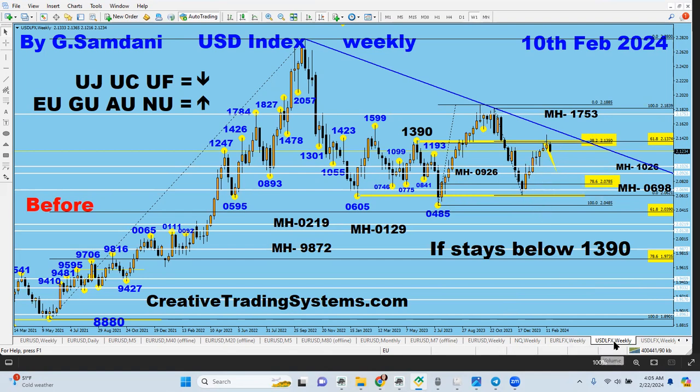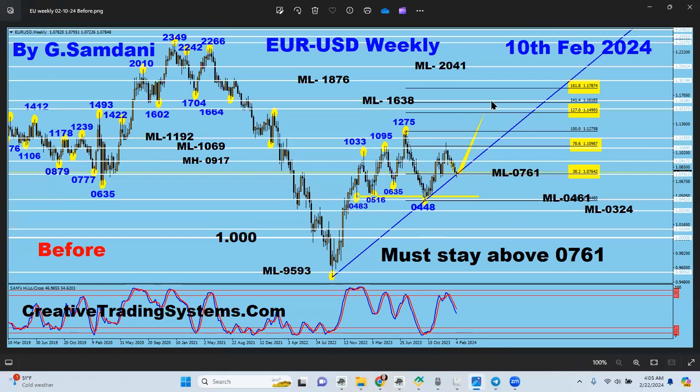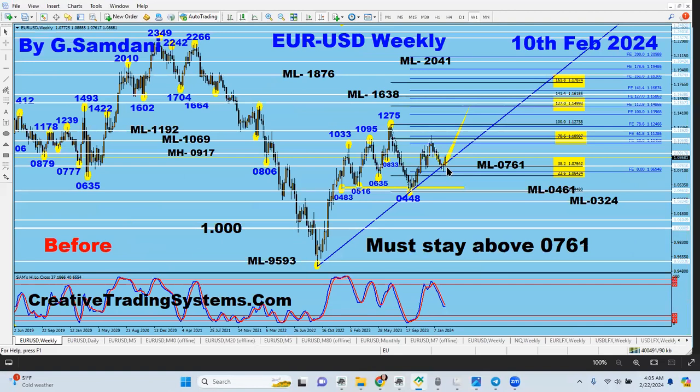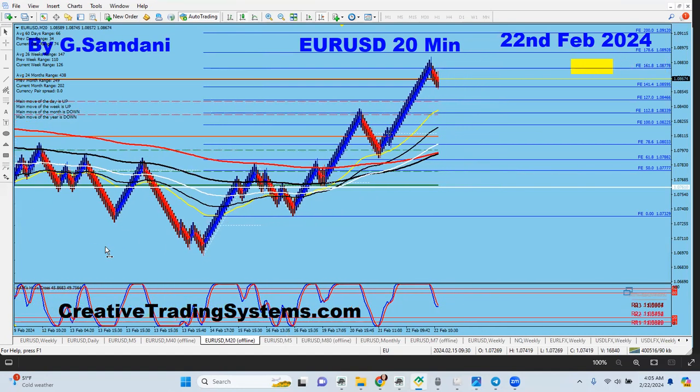Similarly, for Euro USD, the chart was this, that it is going to be bouncing from here on the 10th. So currently, what happened? Let's go to the current chart. Now, the Euro USD current weekly chart is this. Do you see how nicely it went up? What I was showing is how accurate the fib is, and what is happening on the 20-minute chart and all of that. So my 20-minute chart was this.